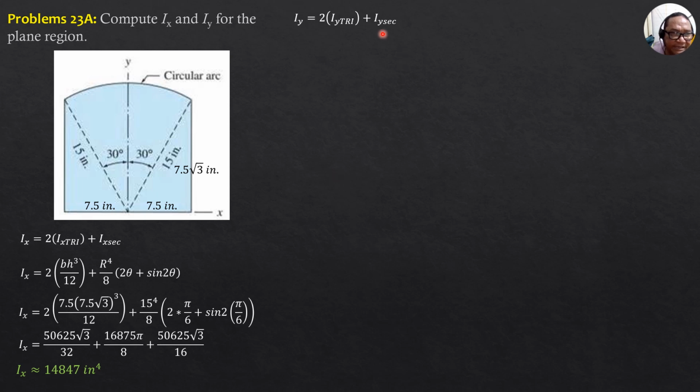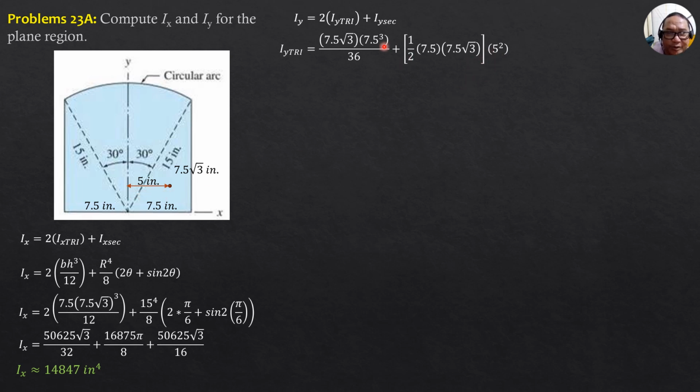Iy of sector is equal to, if you can recall, r to the fourth over 8 quantity 2 theta. This is just minus sine 2 theta. So that is 5 inches, 2/3 of 7.5. Iy centroidal of triangle is equal to 7.5 square root of 3, that's the base, height 7.5 cube over 36. So 7.5 square root of 3, 7.5 cube over 36 plus area of triangle 1/2 7.5 times 7.5 square root of 3 times distance square, which is 5 square.